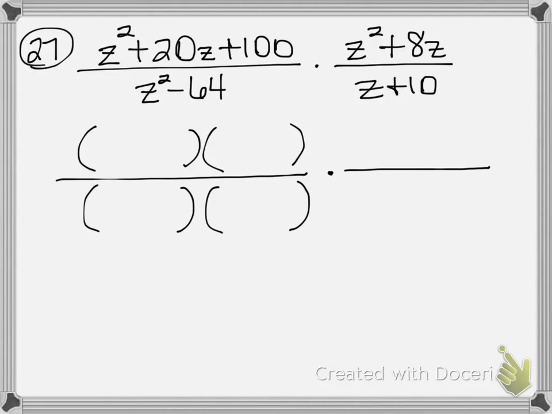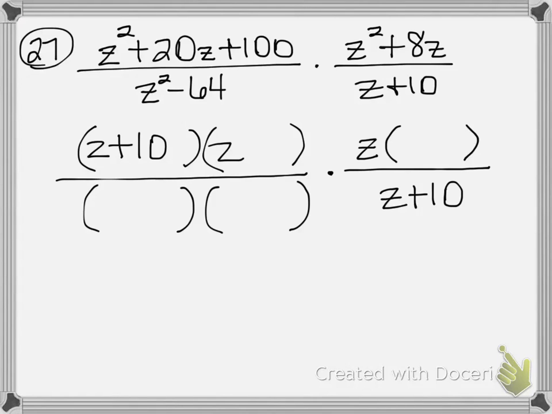And I see that my numerator in my other fraction has a GCF of z, so that'll definitely break down. And then the z plus 10 will stay z plus 10. So let's go through and factor everything that we can. So z squared plus 20z plus 100. Factors of 100 that add up to 20 would be 10 and 10. So I'm going to have z plus 10 and z plus 10.